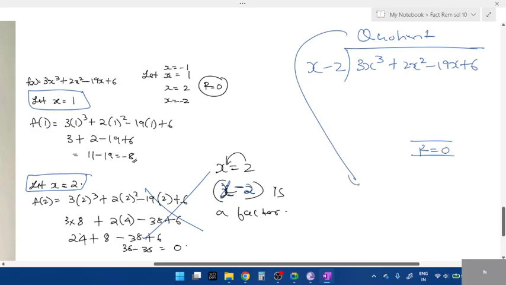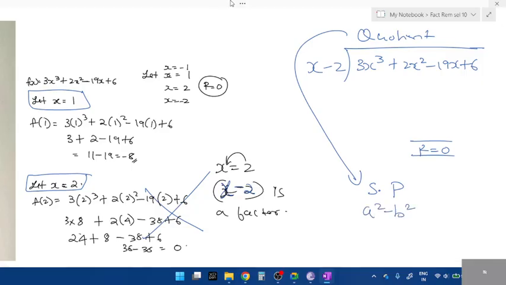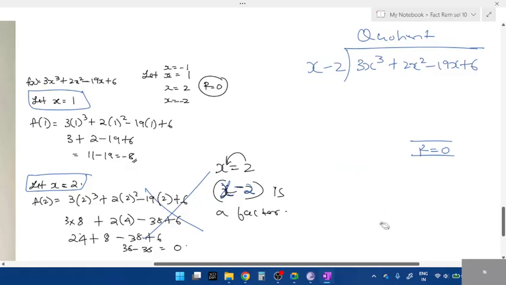Then take this quotient. If it has 3 terms, which method do we use? We use sum and product. If the quotient has only 2 terms, then which method do we use? a square minus b square. Is it clear, students? Did you all understand?